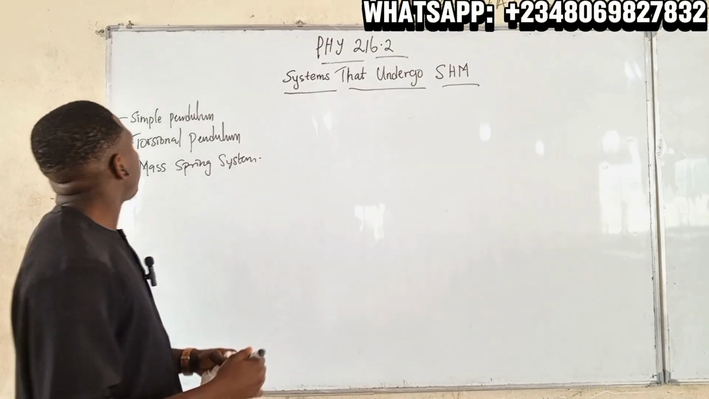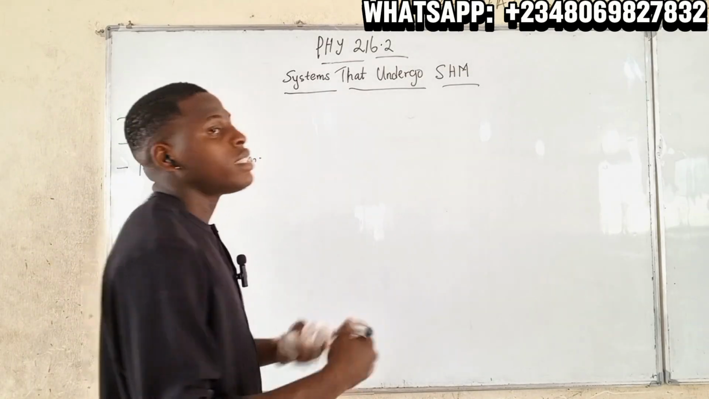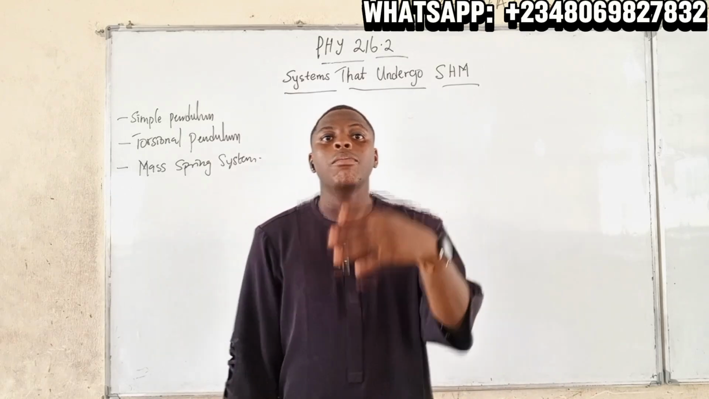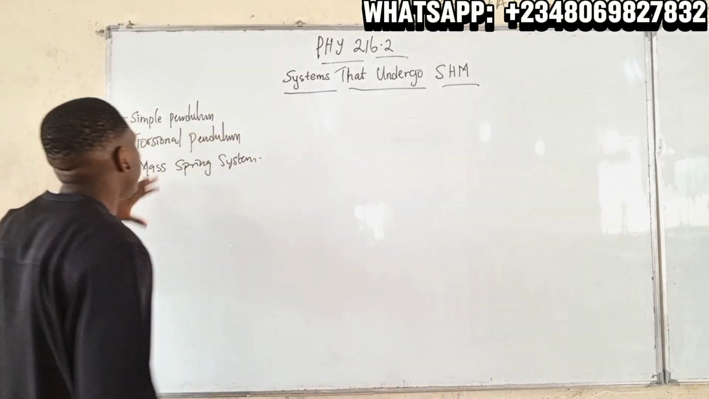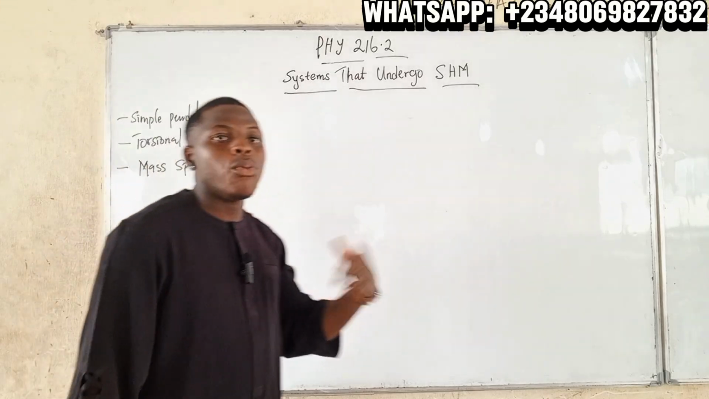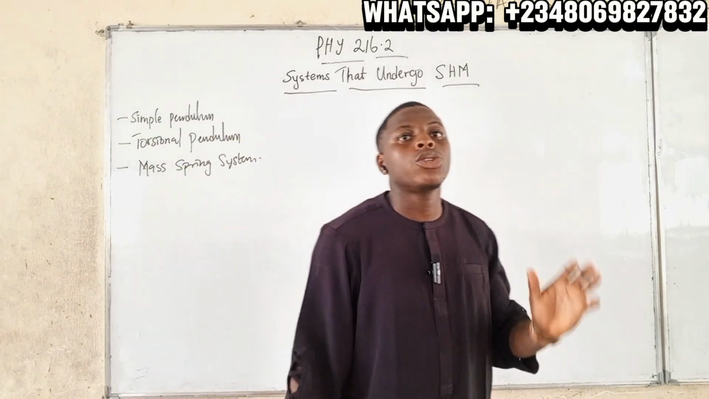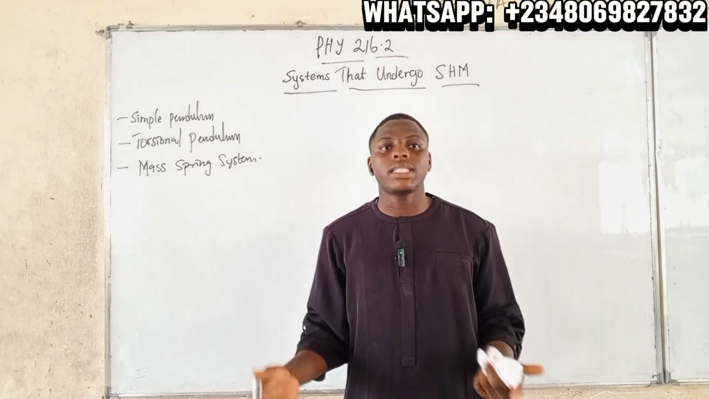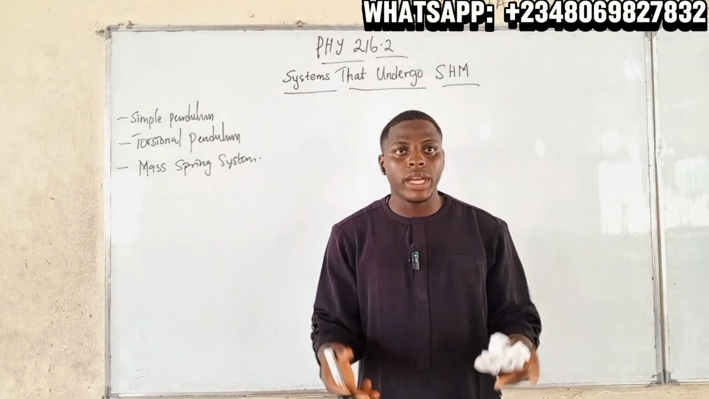Though there are other examples of systems that undergo simple harmonic motion, the most important are these three. The first one is the simple pendulum. The second one is the torsional pendulum. And the last one is the mass spring system. Now let's talk about the simple pendulum.